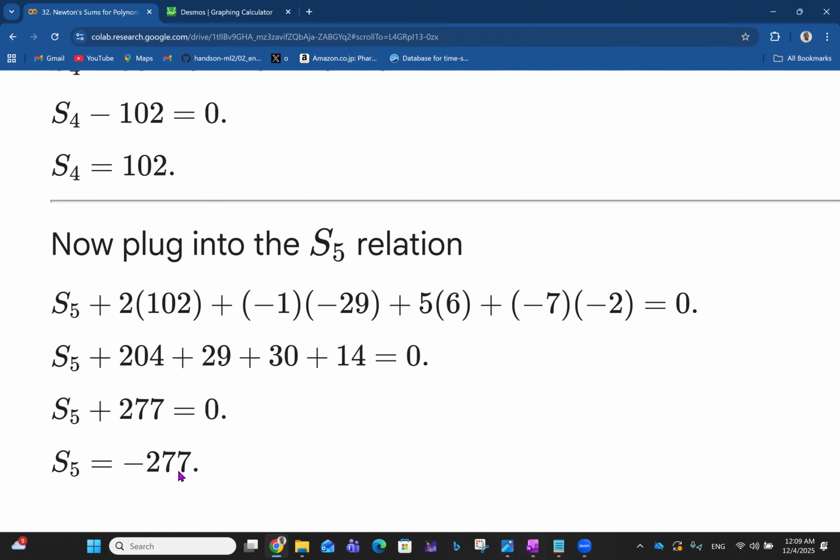So if you now plug this into the S5 relation, okay, now I get it. So it means we can actually have k greater than n, in the sense that, even this one that has order.